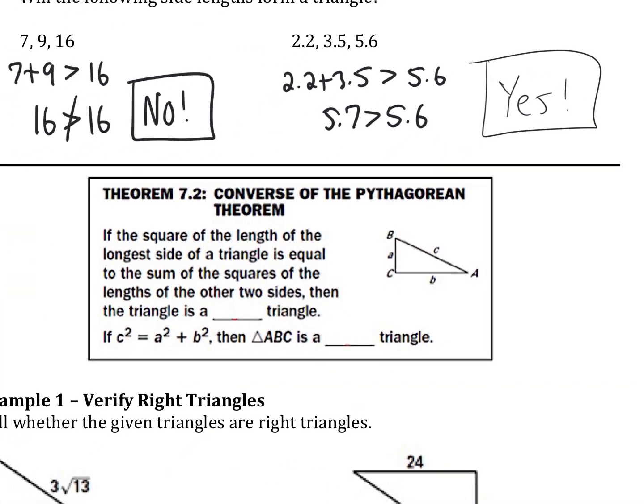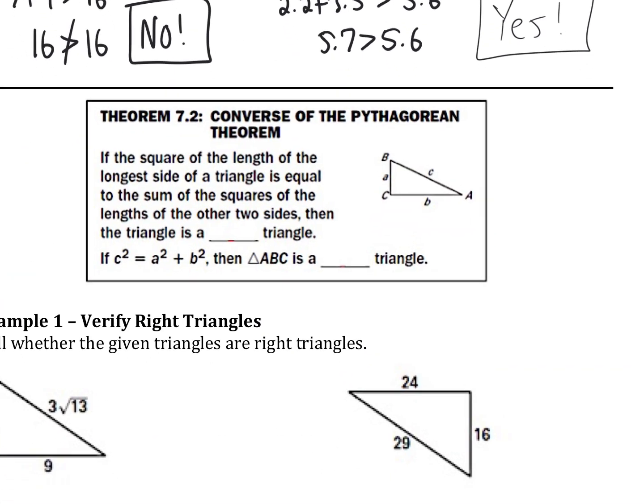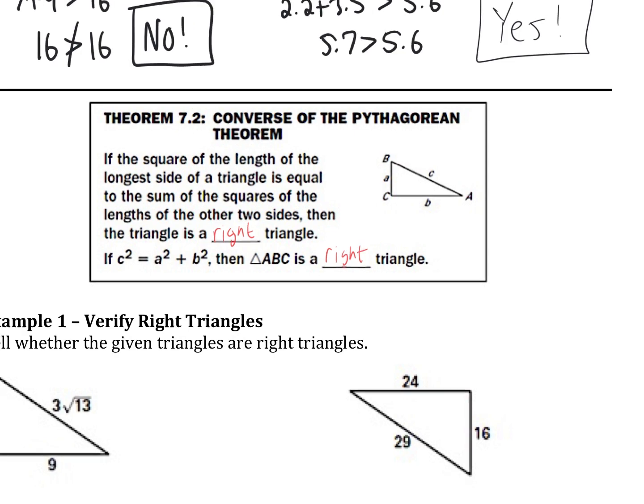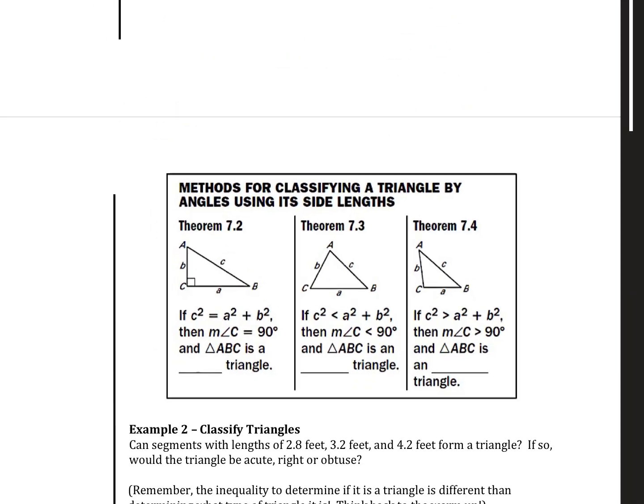All right, let's talk about the converse here. Like we talked about, instead of saying we have a right triangle, therefore we can work with the sides, this one is saying we have these side lengths, what kind of triangle will it make? If it's equal to c squared, it's going to be a right triangle. So basically, if a squared plus b squared equals c squared, it's going to be a right triangle. And we'll learn about some other possibilities in a second.